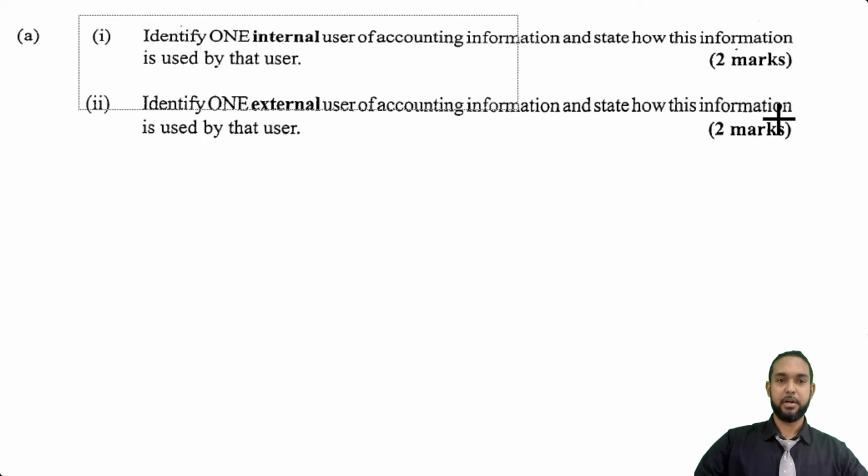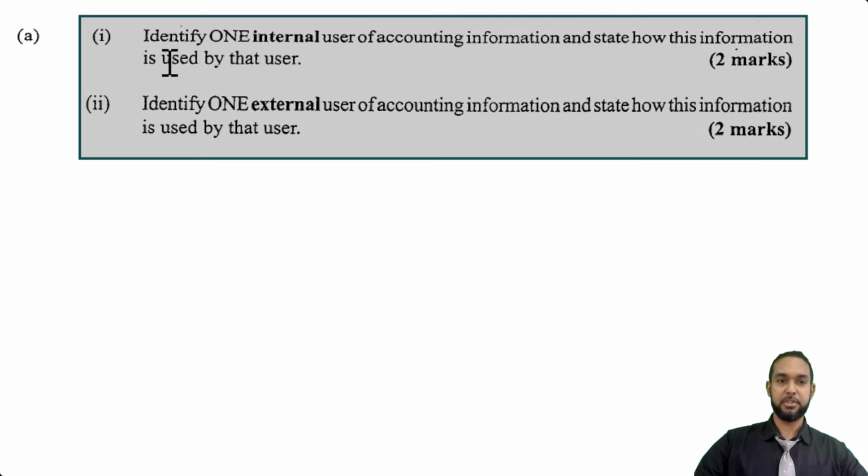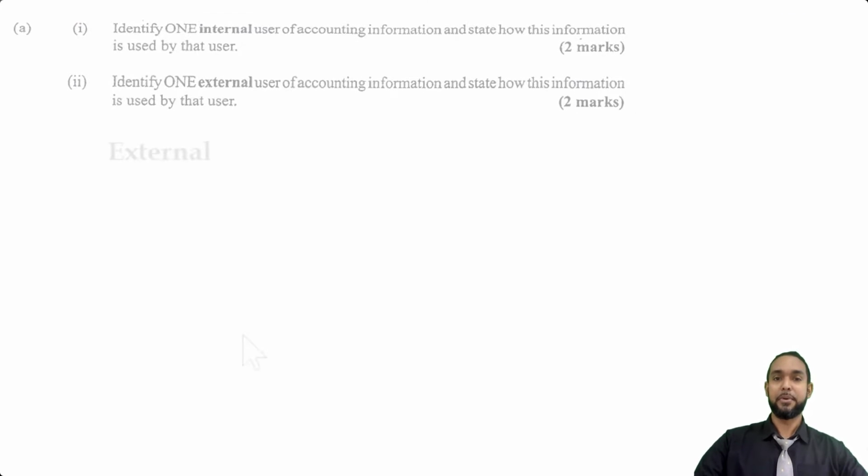Okay, so 7 part A, part 1 and 2 is asking us to identify one internal user of accounting information and state how this information is used by that user. And part 2 is asking for an external user and how they use the information. If you remember in my Jan 2011 video, question 7, I think it was, they asked basically the same question, but they asked for 2. So I'm going to give you a couple.